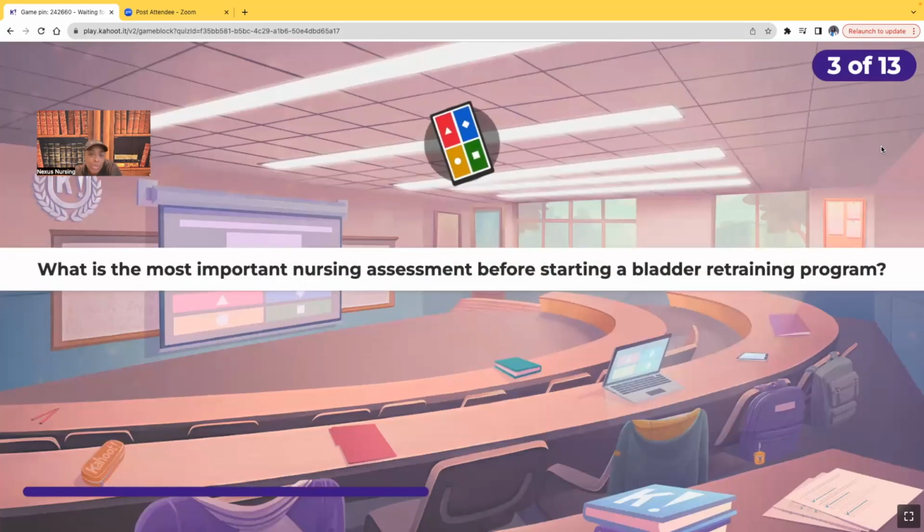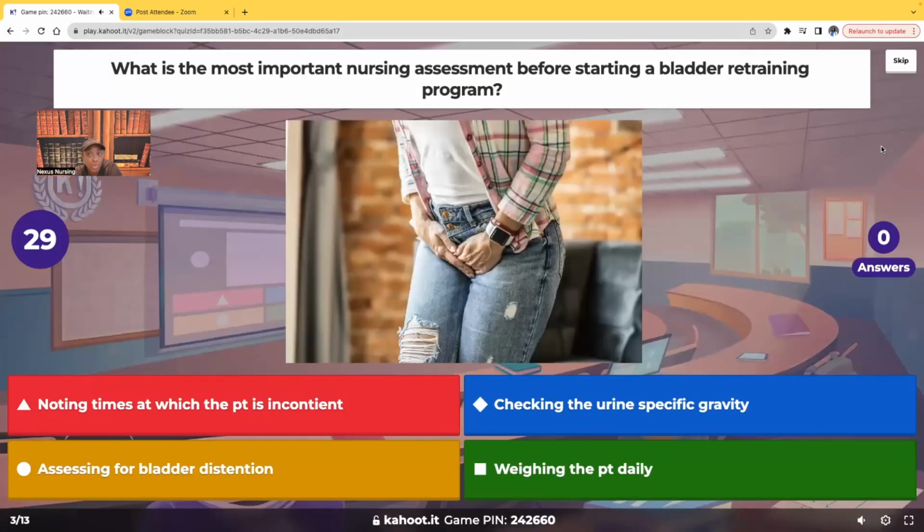All right, what's the most important nursing assessment before starting a bladder retraining program? So you're going to do a bladder retraining program with a patient. What is the most important nursing assessment or nursing intervention to do before that?